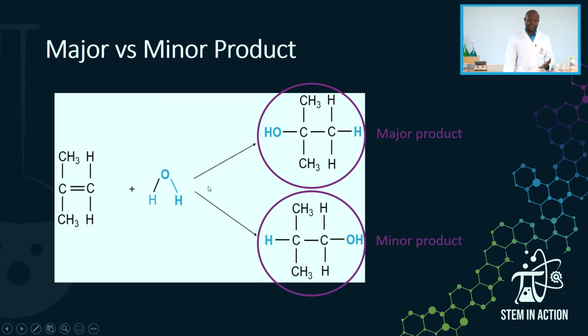So if you do this reaction, you are going to produce a mixture of products. And maybe 70% of your products are going to be your major product, and maybe just 30% are going to be your minor product. And there are processes that can be applied to further separate them, so that you have just this one and that one separate.